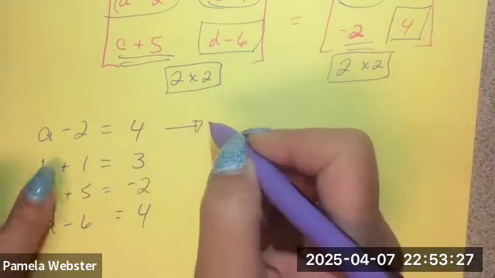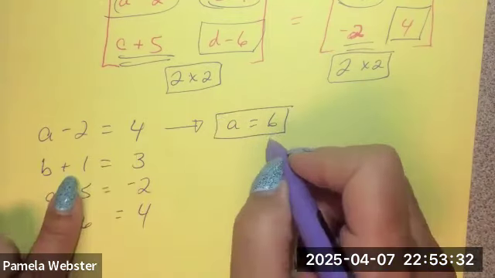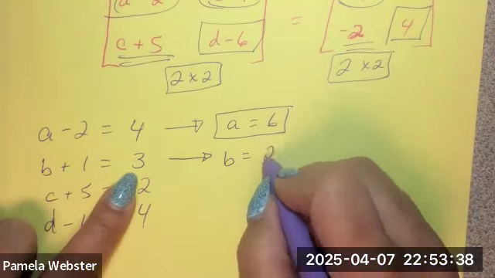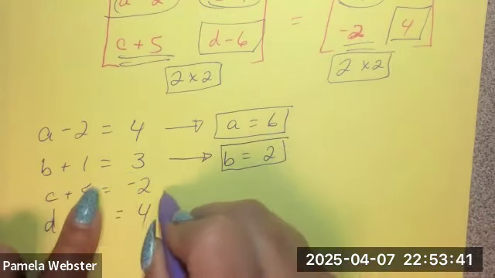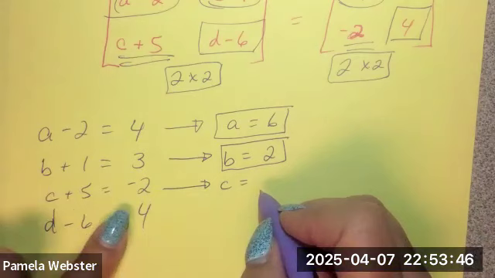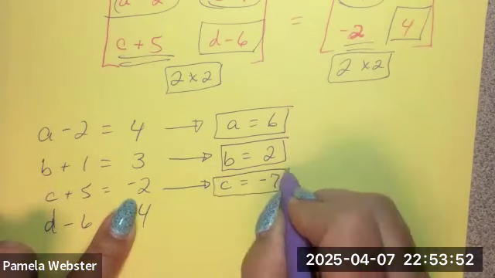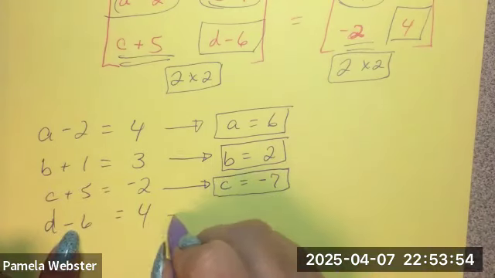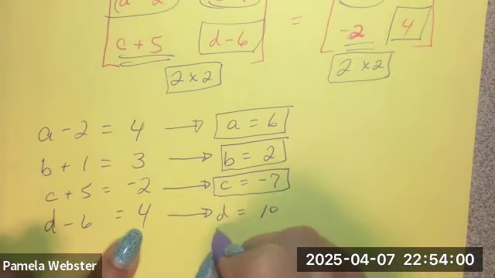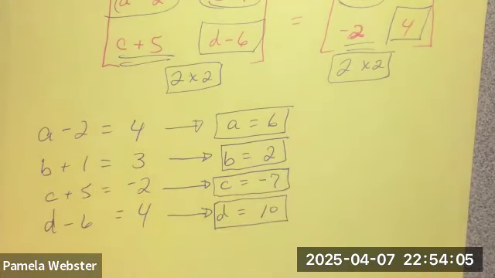The a is going to equal what? Add 2 over, so a equals 6. The b is going to equal, subtract 1 off, 3 minus 1 is a 2. The c is going to equal, subtract a 5 off, -2 minus 5 is -7. Okay. And the d is going to equal, add the 6 over, 4 plus 6 is 10. Okay. So sure enough, we can solve those.